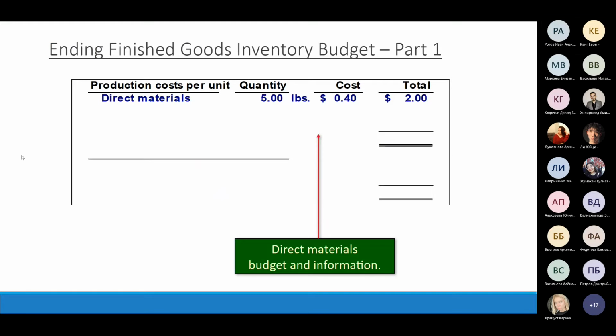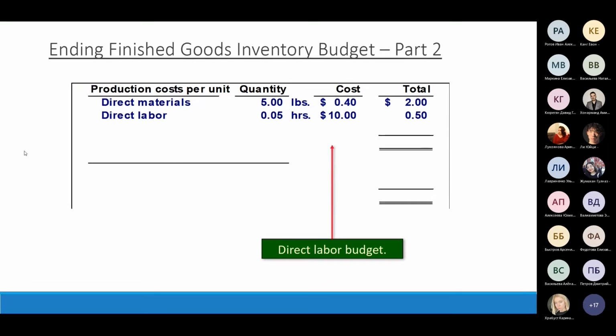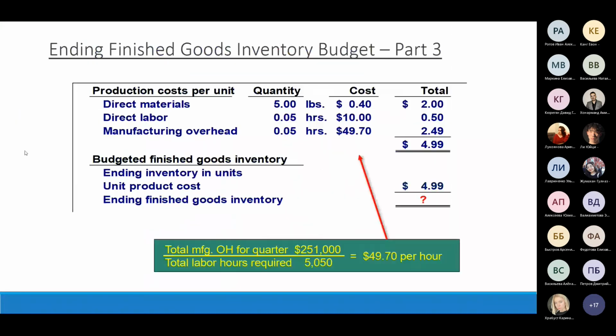Then we prepare the finished goods inventory budget. We use quantity of materials from the direct materials budget and information. Then we use direct labor that we need to create the unit. Then we use the manufacturing overhead rate per the labor hour required.